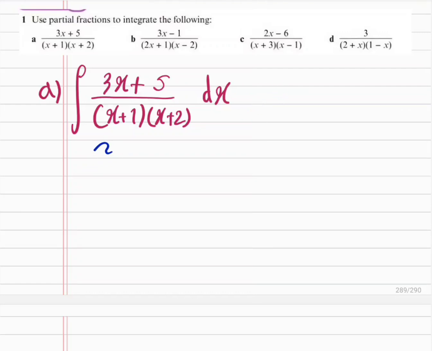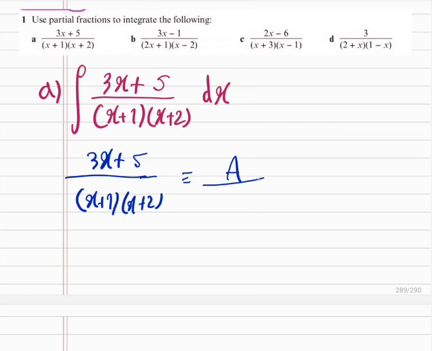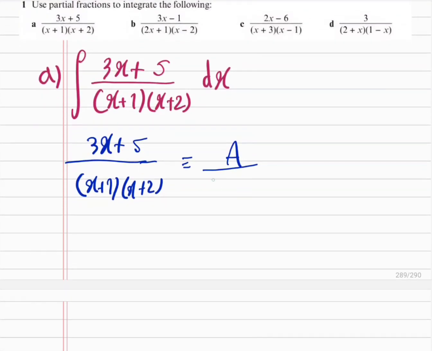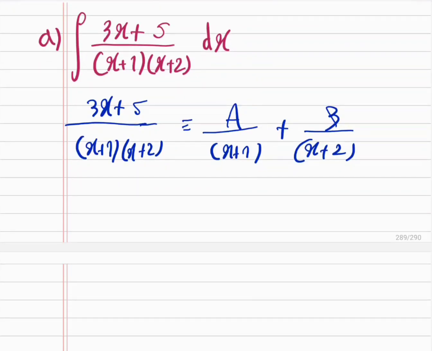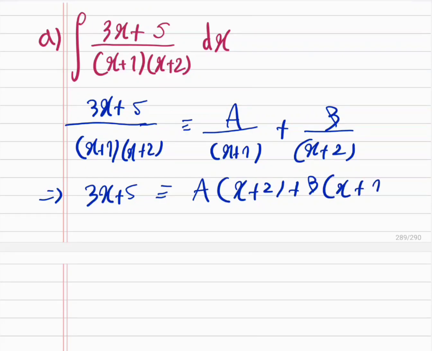Okay, so first of all, let's write (3x + 5) over (x + 1)(x + 2), and this is equivalent to A over (x + 1) plus B over (x + 2). So we want to use partial fractions. Now we just multiply the entire equation by the denominator of this big fraction, and this gives us 3x + 5 is equivalent to A(x + 2) + B(x + 1).